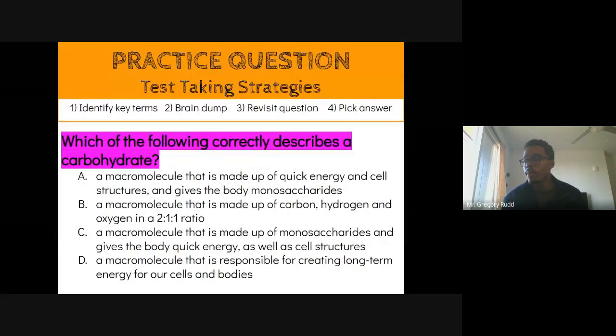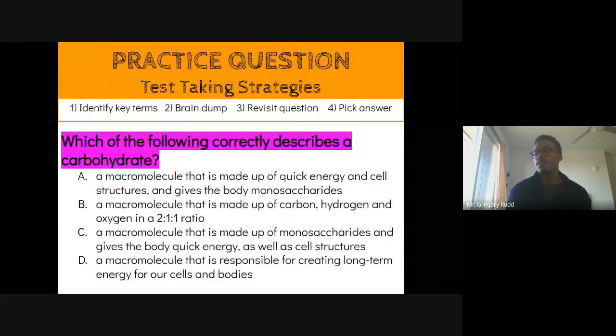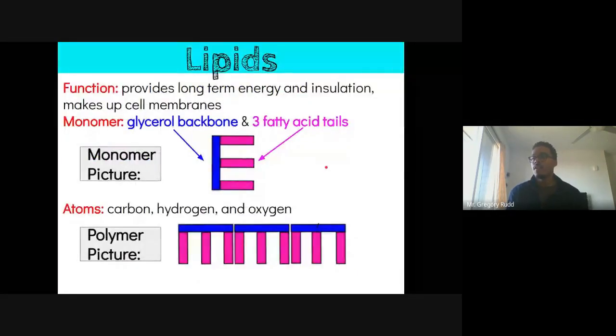D, a macromolecule that is responsible for creating long-term energy for our cells and bodies. What's wrong with that answer choice? Good, Janelle, thank you. So carbs provide short-term energy, not long-term. Excellent. Okay, moving on. Lipids.